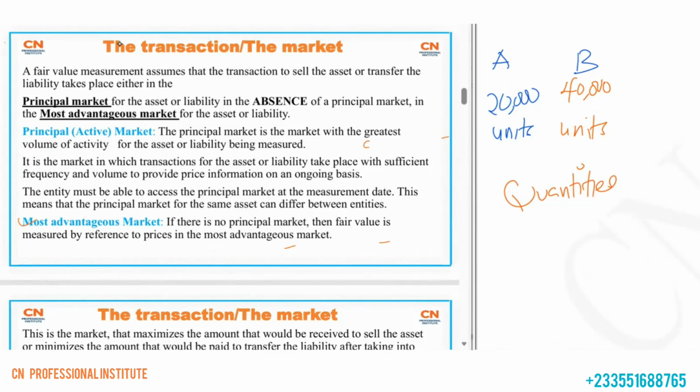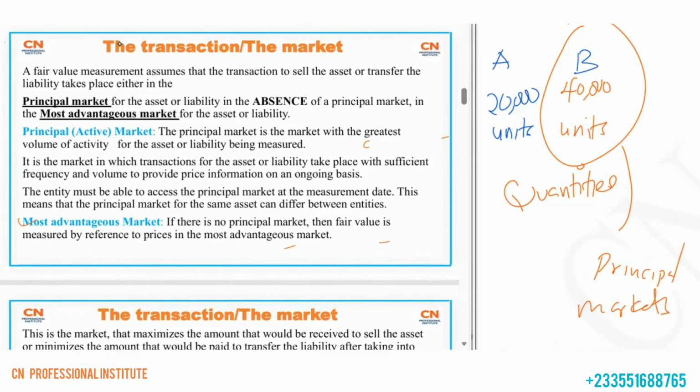So go to the market and ask yourself, in a particular day or a particular month, how many units can be sold on this market? The market in which we can sell the greatest units is the principal market. It's very simple. So in this example, B is the principal market, because it's the market in which we can sell the greatest units.